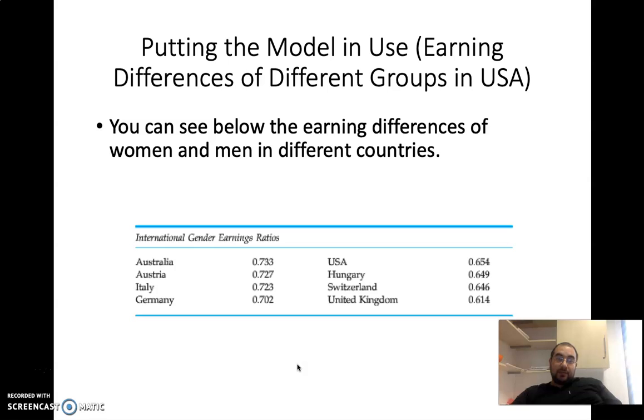And these are some gender gap numbers in different countries. These are earnings, by the way, which means it looks at the whole year. So in the USA, it has fallen to 0.654 because women might not be working full time or full week or all time in the year. The lowest is the United Kingdom, 0.614, and the highest is Australia, 0.733. I think this is the data from 2010.